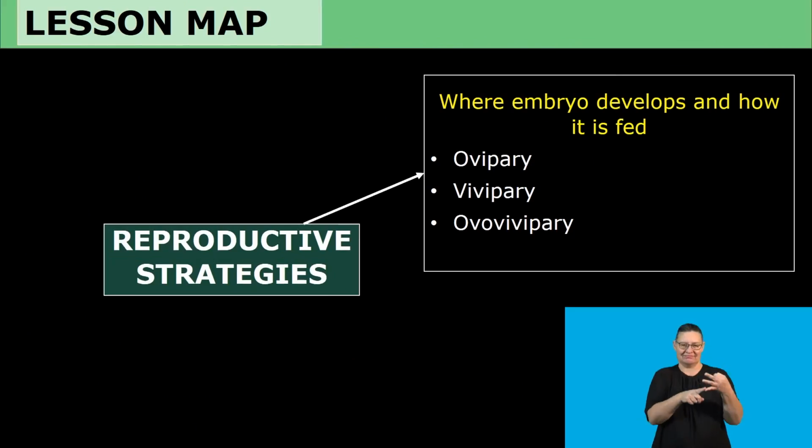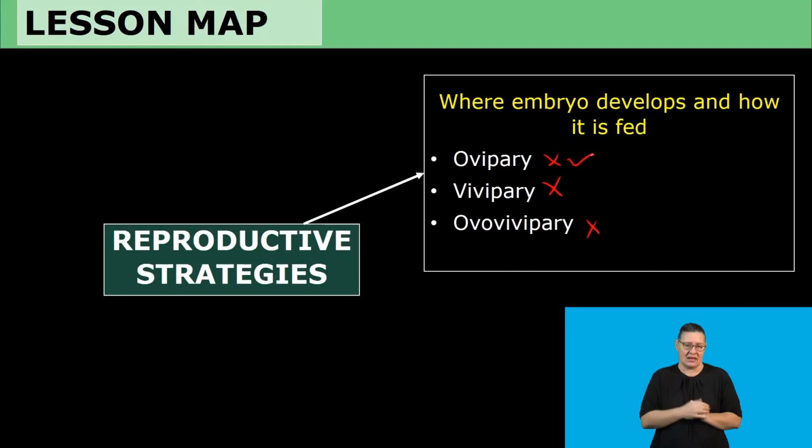Let us look at the different ways in which the embryo develops and how it is fed. We are looking at ovipary and we look at vivipary. We also look at ovovivipary. Somebody out there is saying, oh, it is overwhelming. They sound the same, but they are all different. In order to get your marks, you need to differentiate them correctly because that's where your marks are lying.